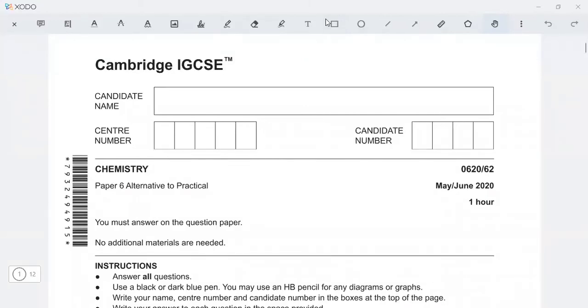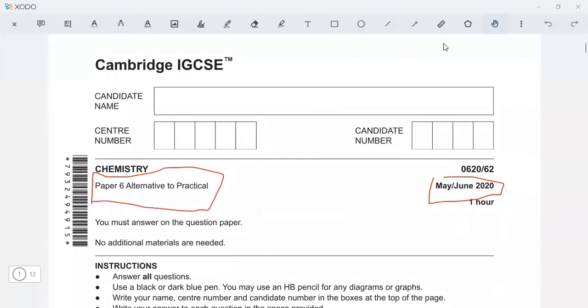And in fact, today we are going to discuss an IGCSE Chemistry past paper. Basically, this is paper 62, alternative to practical, in other words paper 6, from the March 2020 series. Okay, shall we get going?